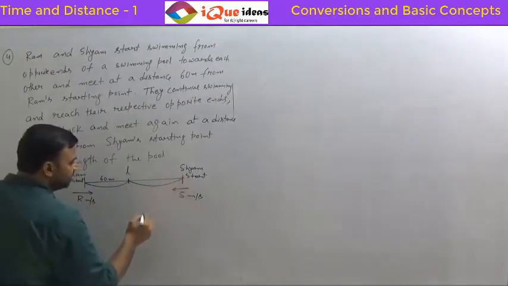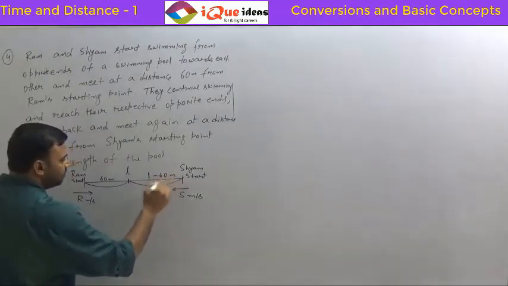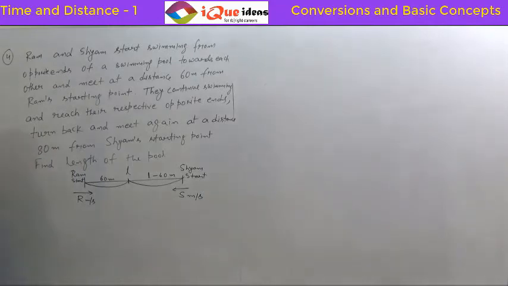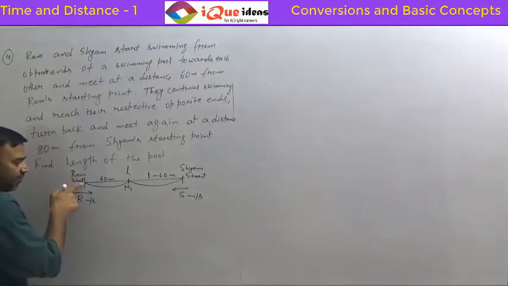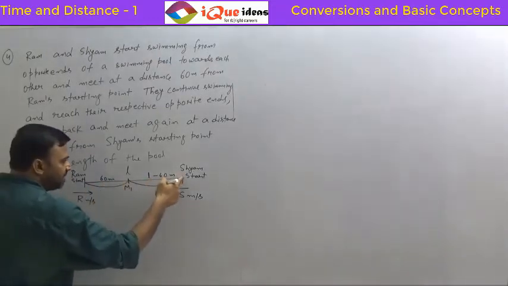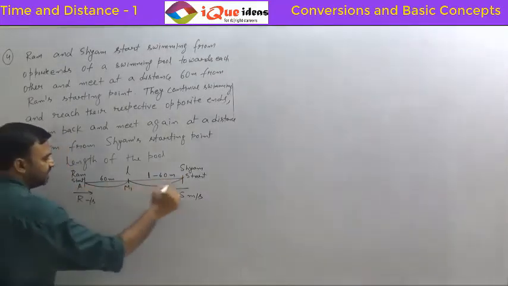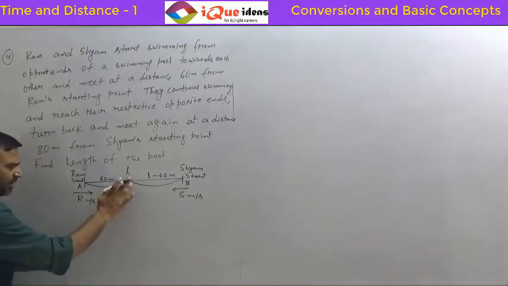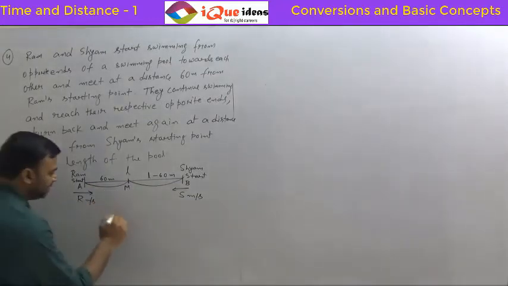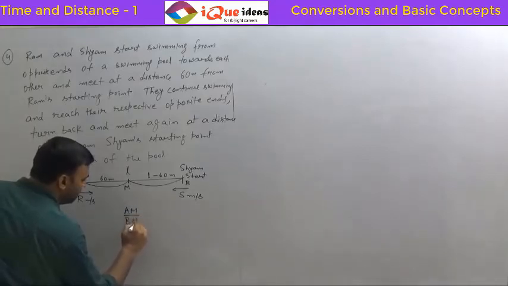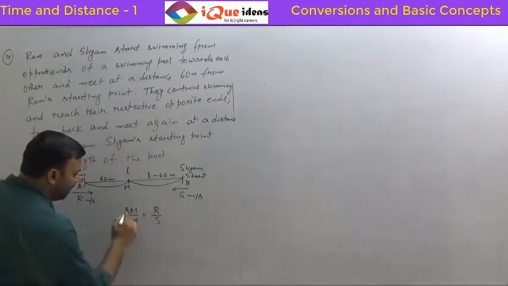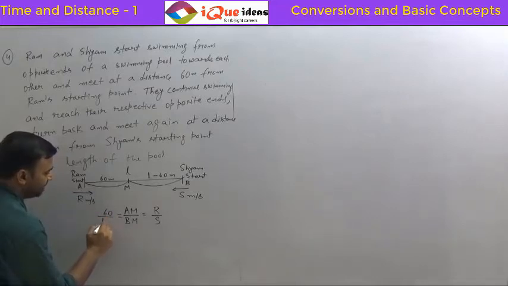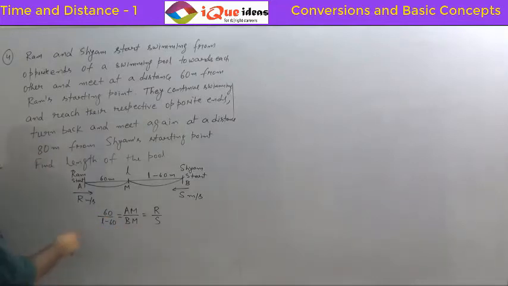Then this distance will be how much? L minus 60 meters, because the total length is L. They have started simultaneously and this is the meeting point 1. Let's call this end A and this end B, and the first meeting point M. That means AM upon BM, the ratio of distances traveled, should be equal to the ratio of speeds, R upon S. So AM upon BM is 60 upon L minus 60. Distance traveled by Ram, AM, is 60. Distance traveled by Shyam, BM, is L minus 60. That should be equal to R by S.